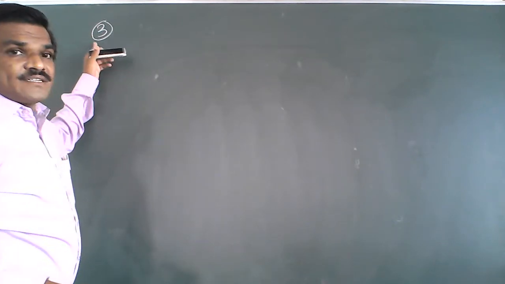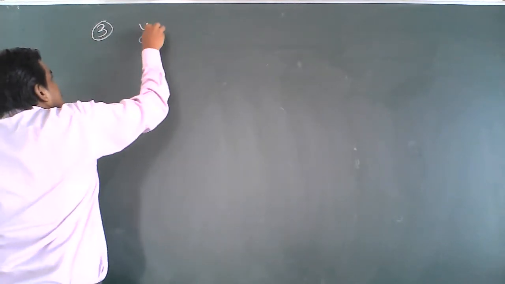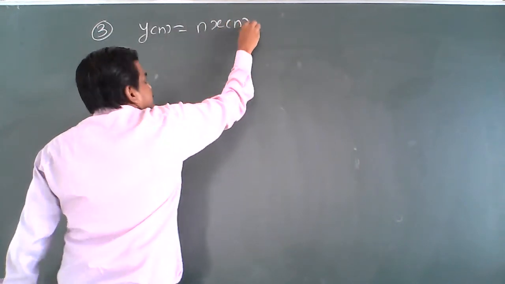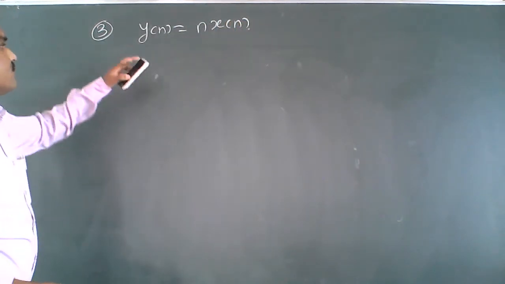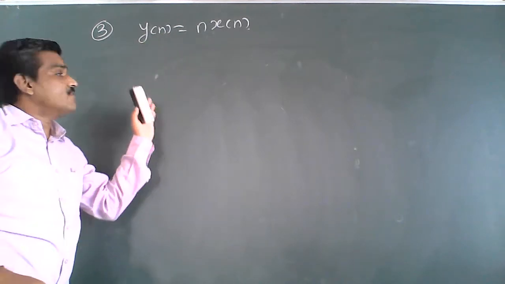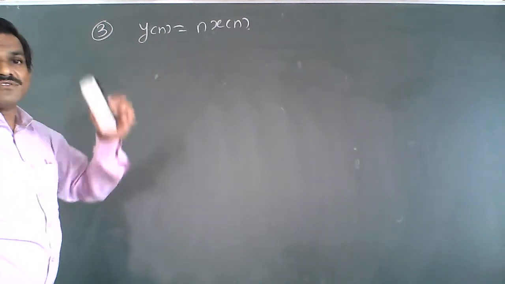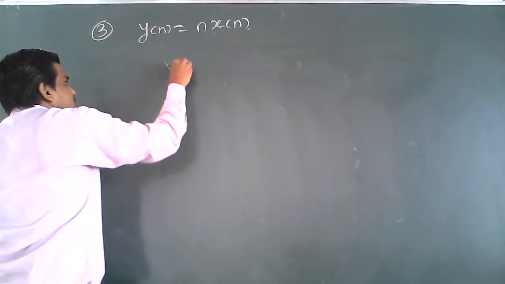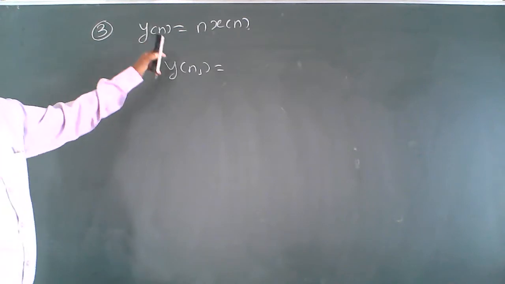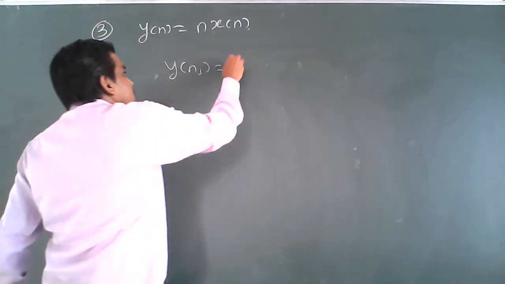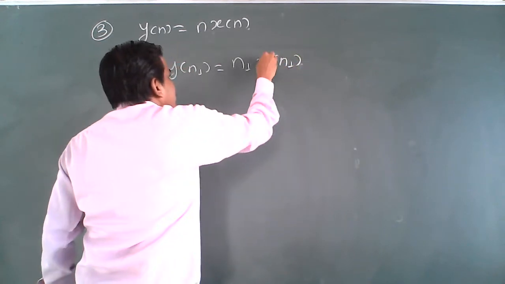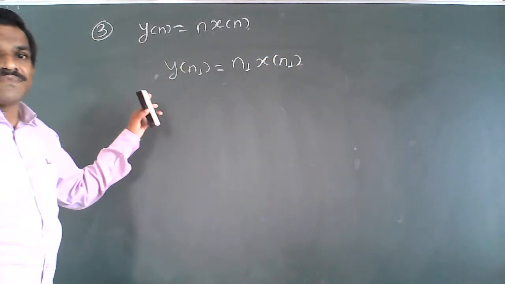So we'll take the third one now. y of n is equal to n times x of n. Now we have to consider the output at n equals n1. So y of n1, which is nothing but the output at n equals n1, is n1 times x of n1.